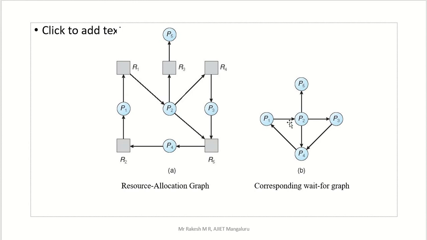So is there any circular motion? Circular motion is there. P1, P2, P4, P1. Yes, a cycle is there. P1, P2, P3, P4, P1. Yes, there is a chance of deadlock. If there is any cycle, there is a chance of deadlock. So this is a deadlock detection method. The wait-for graph is a deadlock detection method.